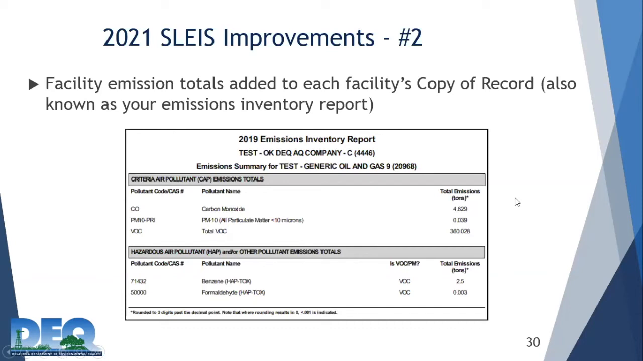Once you've reported your inventory, you can print out your copy of record to keep at the facility, and you can even use it as a quality control check to make sure you didn't put 2,000 tons of benzene, you put 2 tons. So I would encourage you to briefly look that over after you report it. Make sure you didn't have any large mistake. But that's a little hard to do now in SLEIS since it auto-calculates.